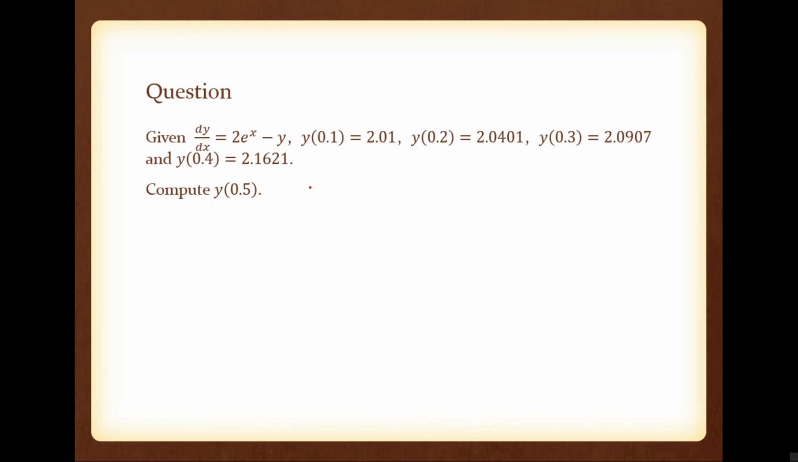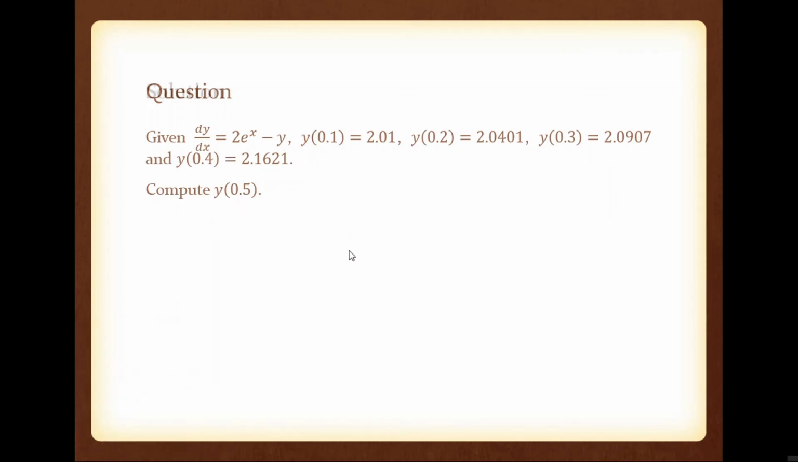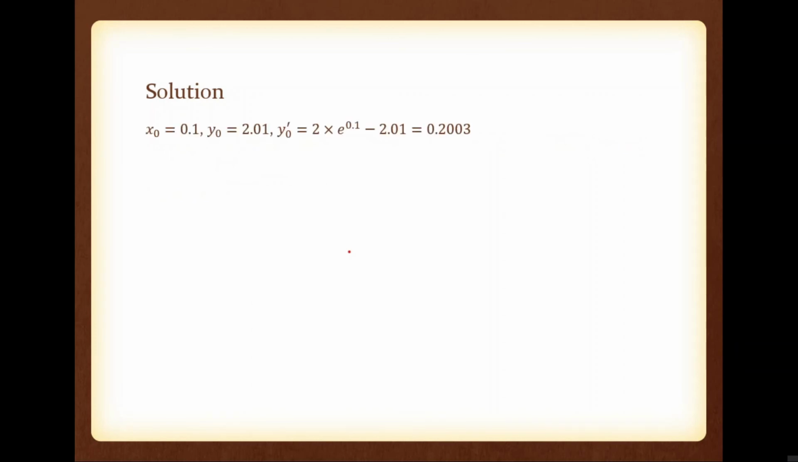So this method also requires 4 points. So 4 initial conditions are given. This is x0, y0, x1, y1, x2, y2, x3, y3, and we are asked to find y of x4, that is y4. So please note down this question. So x0 is 0.1, first initial condition, and y0 equal to 2.01.